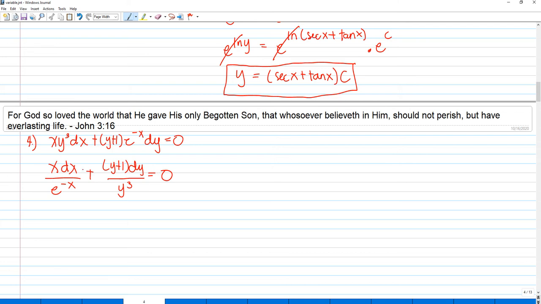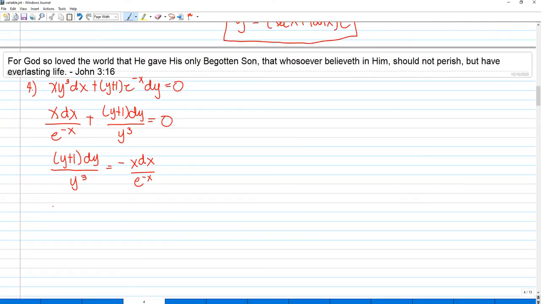What I would like to do is to transpose this on the right side. So what will happen? We have y plus 1 dy all over y cubed equals negative x dx all over e raised to negative x. So again, let me just rewrite this. y plus 1 dy all over y cubed. By properties of exponent, this is equivalent to negative x e raised to x dx. I bring this up in the numerator, but I'm going to make this positive. Negate this, so negative of negative would be positive x.